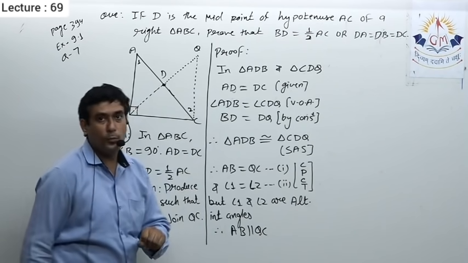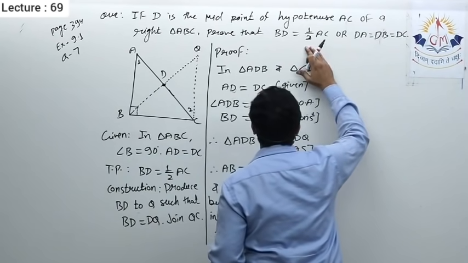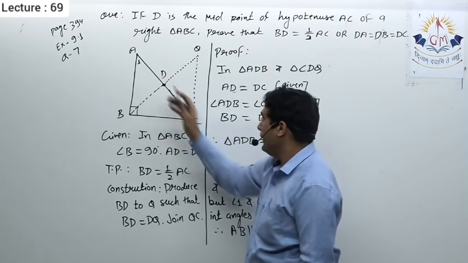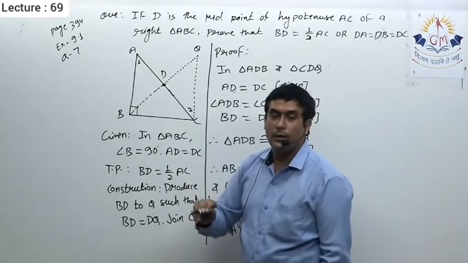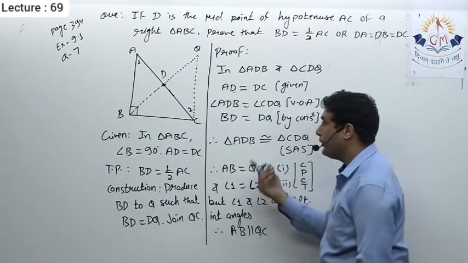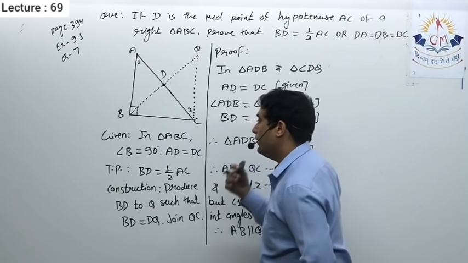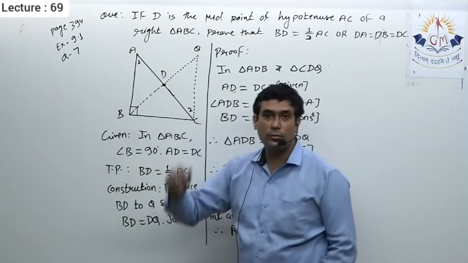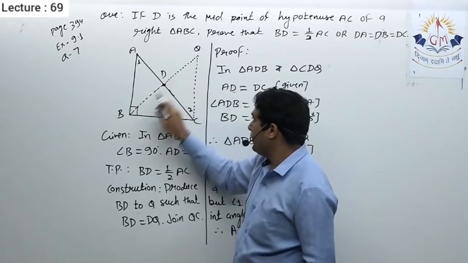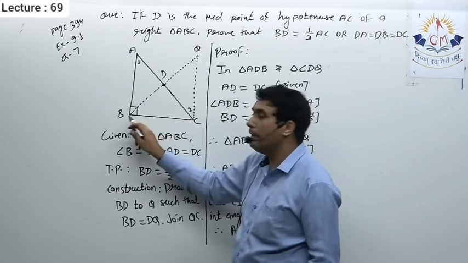Now why do I need to prove AB parallel to QC? Here I have to prove half of AC equals BD, so ultimately my target is to prove AC equals BQ. To prove AC equals BQ, when I explained in short, I used the properties of a parallelogram. But suppose I am restricted to use congruency criteria. Then to prove AC equals BQ, I need to prove triangle ABC is congruent to triangle QCB.